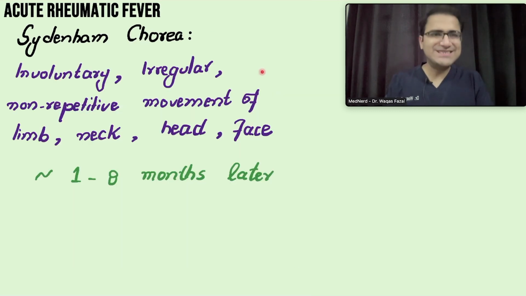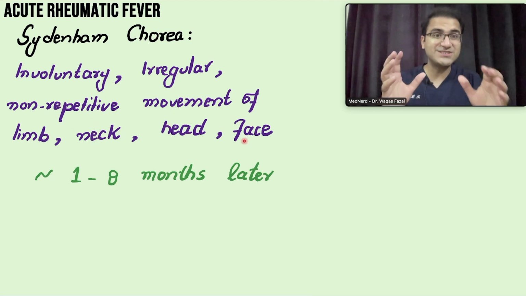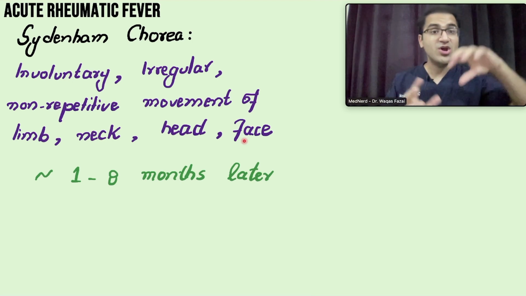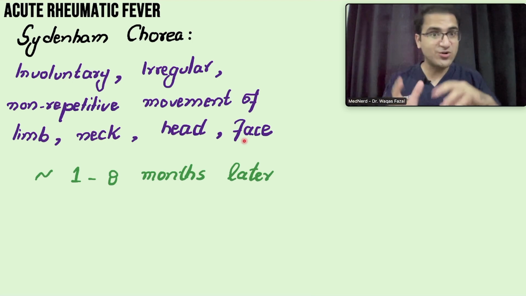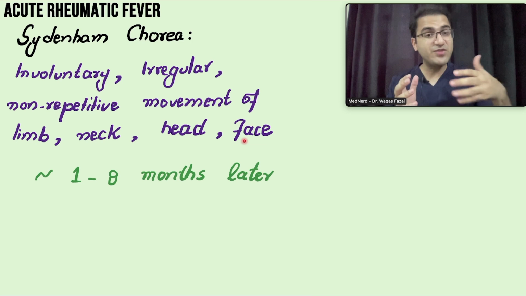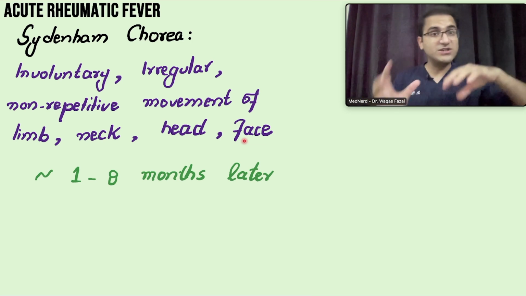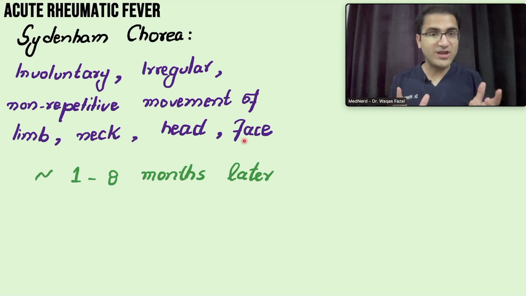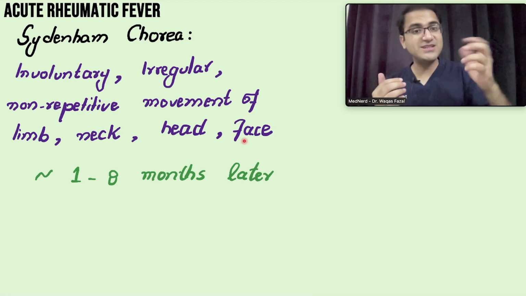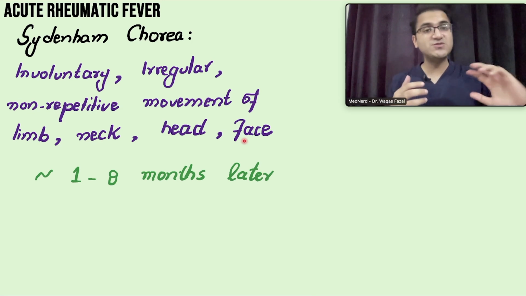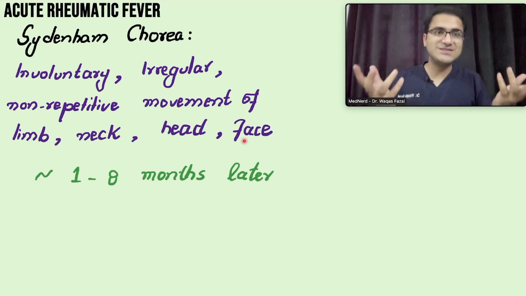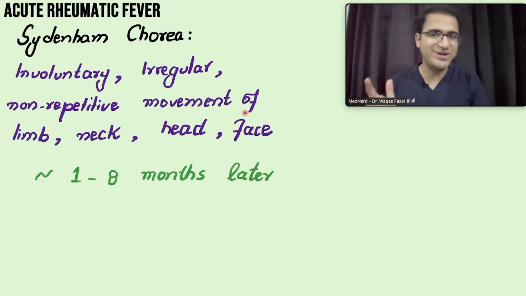Sydenham chorea is a very interesting and diagnostic complication of acute rheumatic fever. It is an involuntary, irregular, non-repetitive movement of the limb, neck, head and face. These patients start developing dance-like movements, and these are non-repetitive movements. Usually the movement disorders that you will see have the same repetitive tremors or movements, but Sydenham chorea has non-repetitive movements, and these movements will involve the whole body, and sometimes they can even involve half of the body, which is called hemichorea. These movements will be different each time, and that is Sydenham chorea, because these are non-repetitive movements.